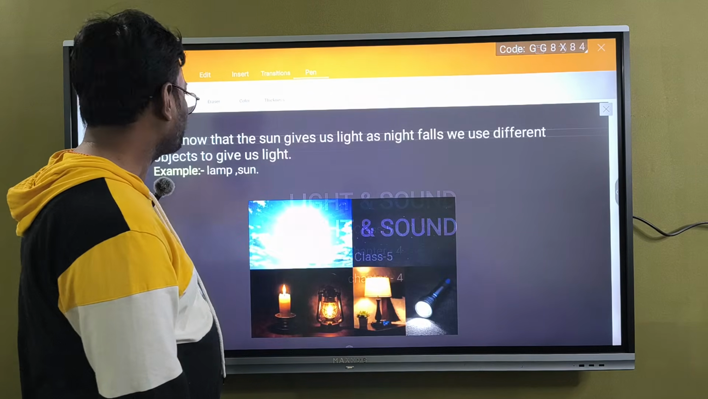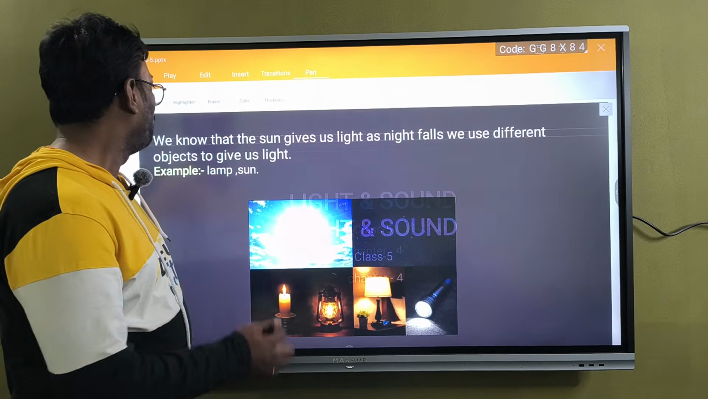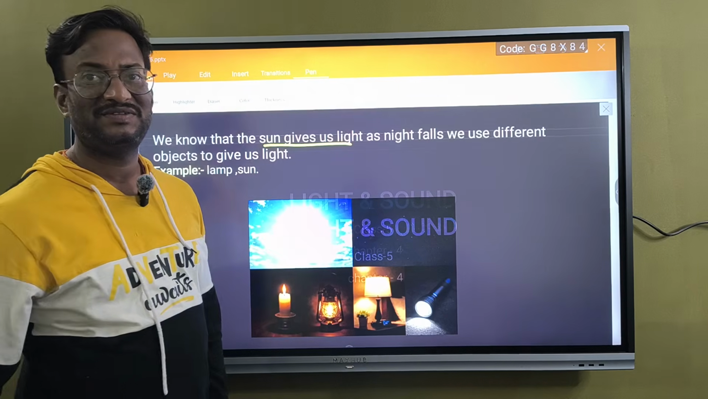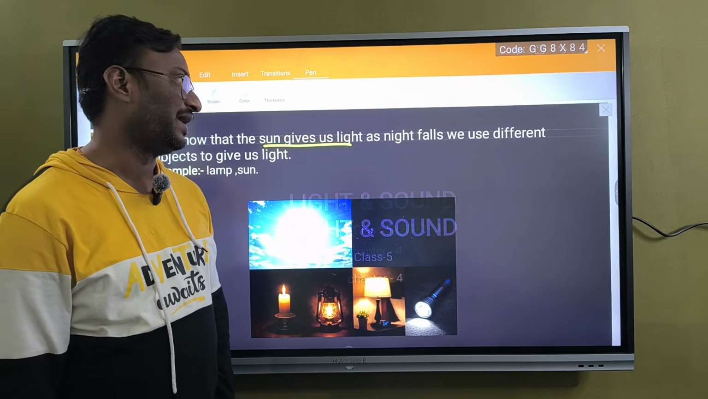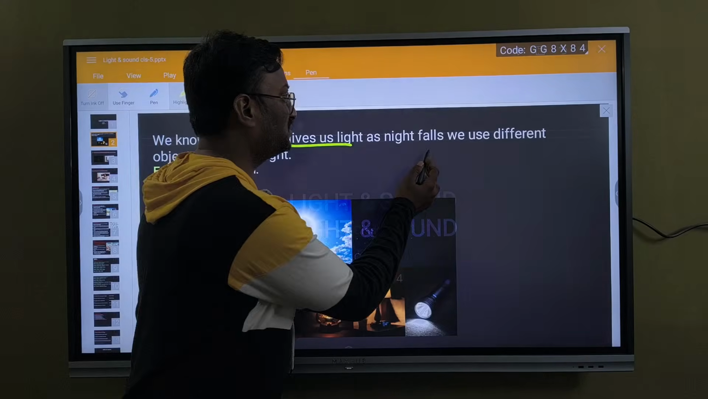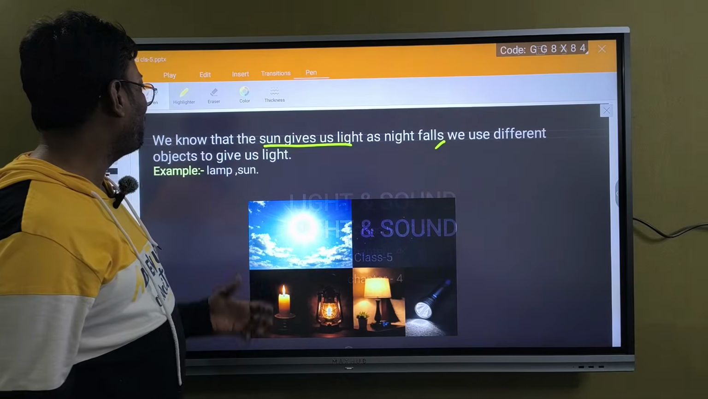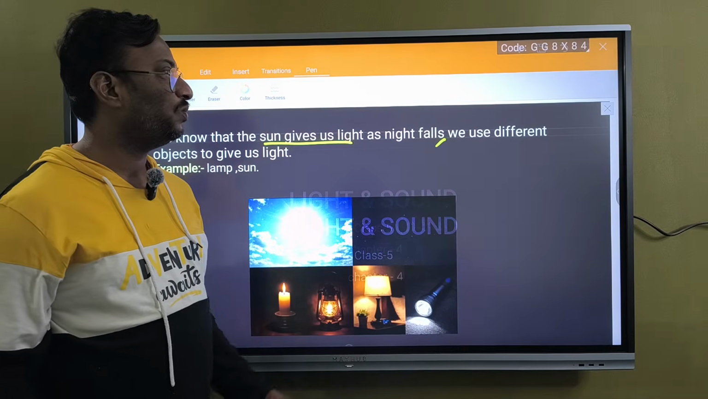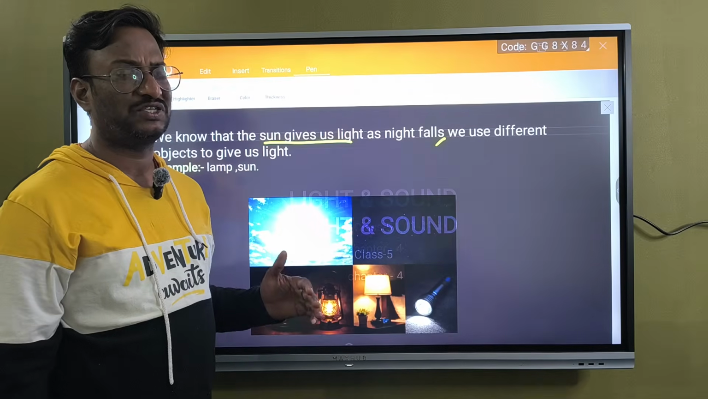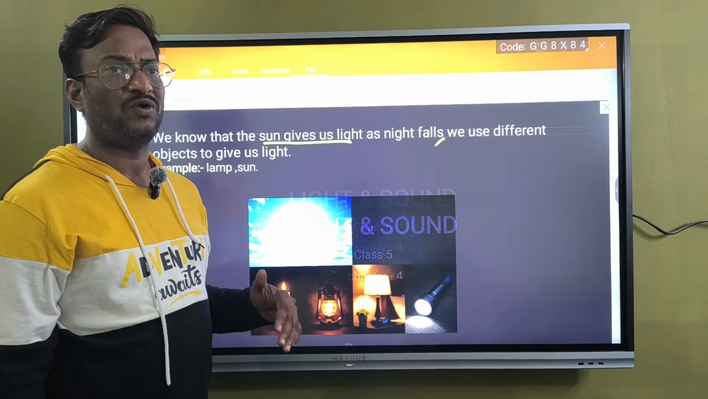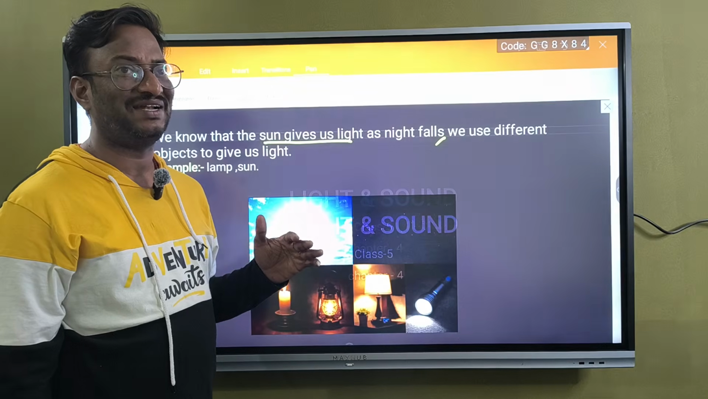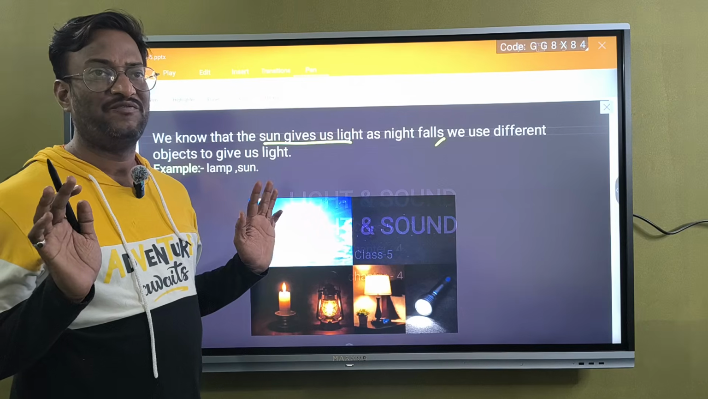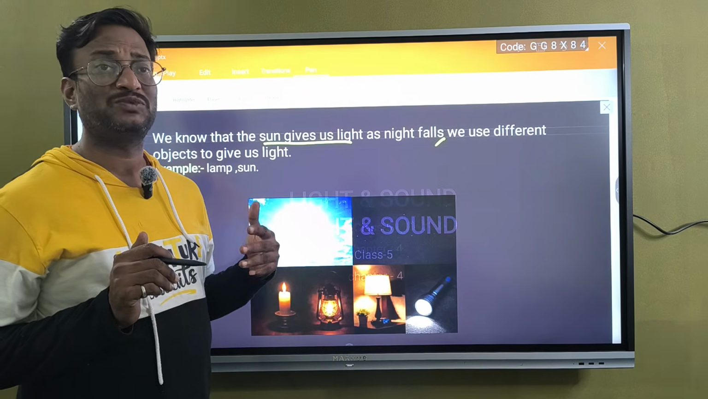See children, what is that? We know that the sun gives us light. Who will give you light? The sun will give you light. As night falls, we use different objects to give us light. After 6 p.m., till sunset has not happened, there is no need of light. When sunset happens, it becomes dark.